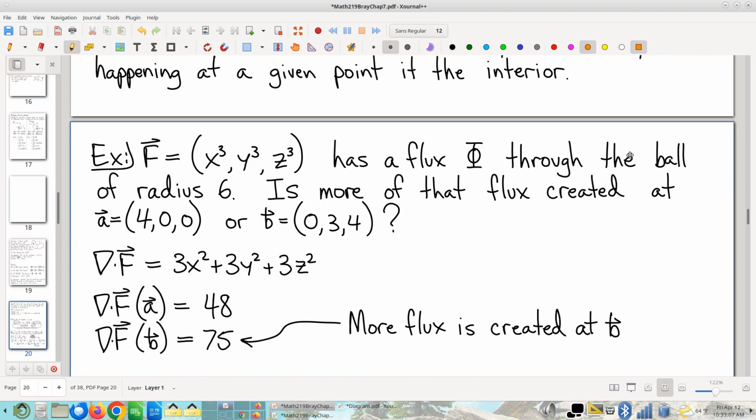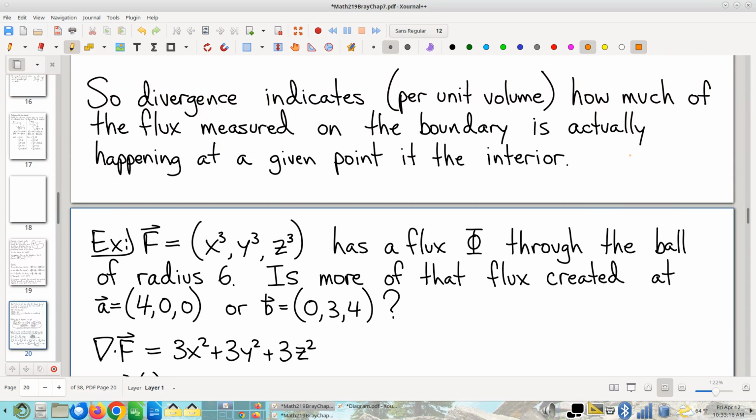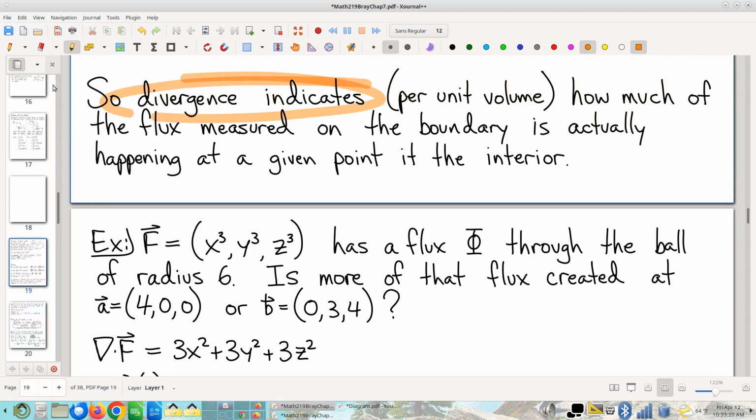Quick example, just to underscore how to interpret divergence and what you should think of it as. As I just described, what divergence indicates is how much flux per unit volume is happening at some point in the interior.